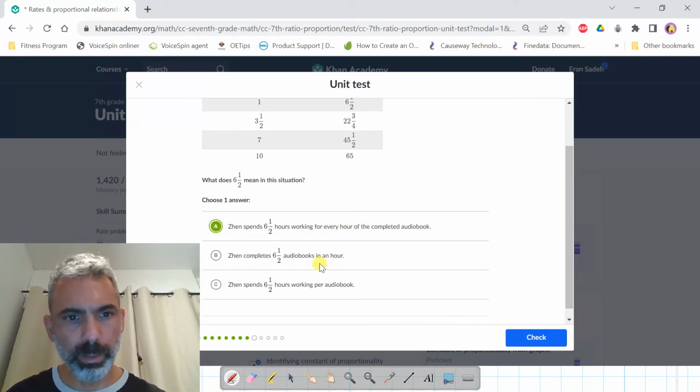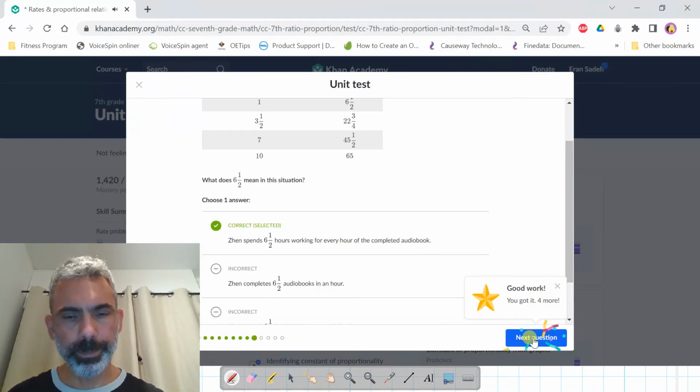That's exactly right. Okay. Zen completes 6.5 audiobooks in an hour? No. Zen spends 6.5 hours working per audiobook? No. He works 6.5 hours per 1 completed hour of an audiobook. So A is the correct answer.